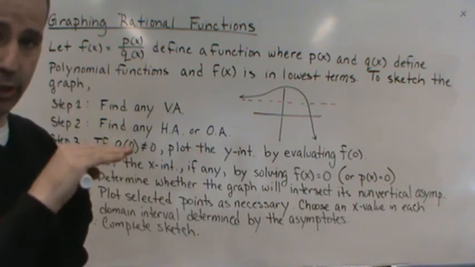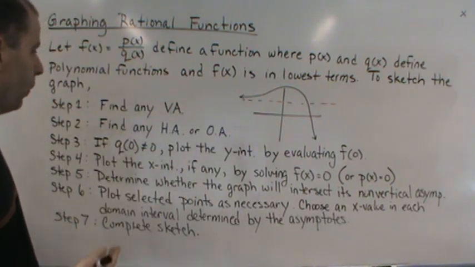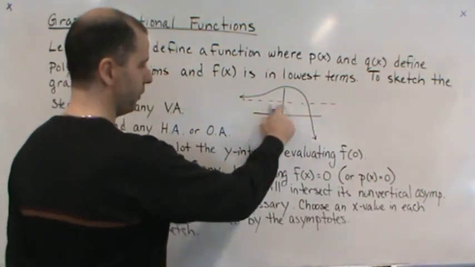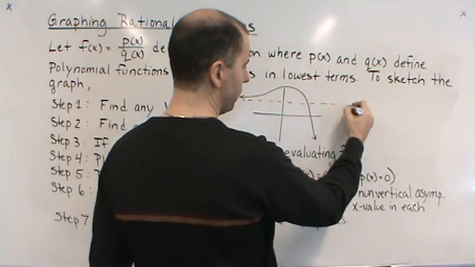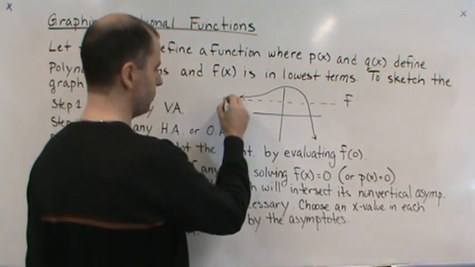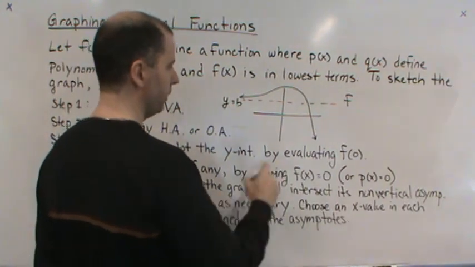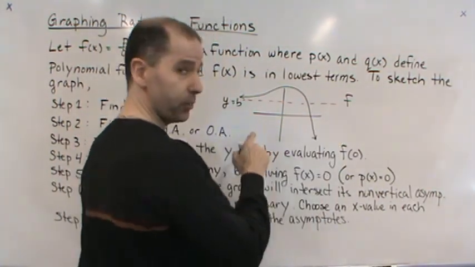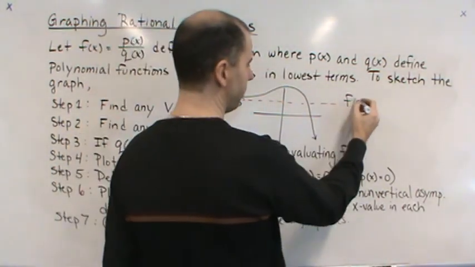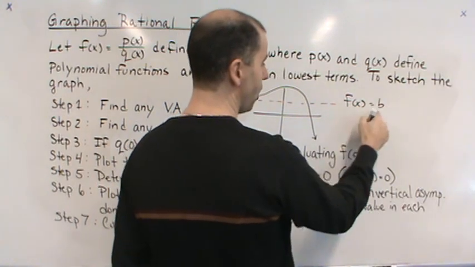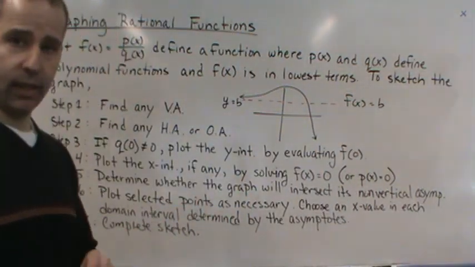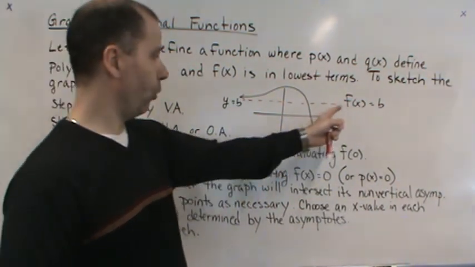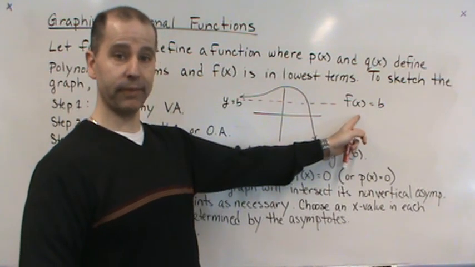So we have to determine whether the graph crosses one way or the other. The way we do that is we would take f of x. Let's say we have a horizontal asymptote located at y equals b. Then the way we determine whether it crosses or not is real simple. Just set f of x equal to b and solve it. If we can solve it, then that means it does cross, and we can find out where it crosses. We want to plot that point.